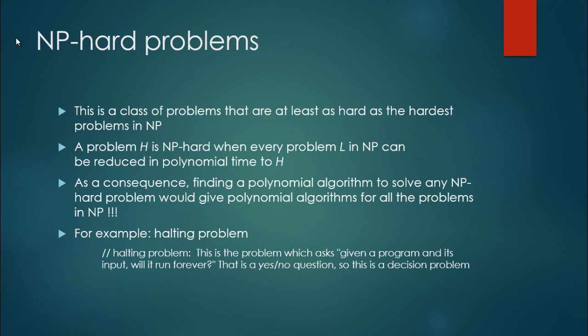And the NP-hard problems are a class of problems that are at least as hard as the hardest problems in NP. A problem H is NP-hard when every problem L in NP can be reduced in polynomial time to H. As a consequence, finding a polynomial algorithm to solve any NP-hard problem would give polynomial algorithms for all the problems in NP. So it would be the best if any of you could find a polynomial algorithm to solve any NP-hard problem, such as the halting problem. Then it means that all the problems in NP could be solved in polynomial time, very, very fast. So the so-called halting problem is such an NP-hard problem.